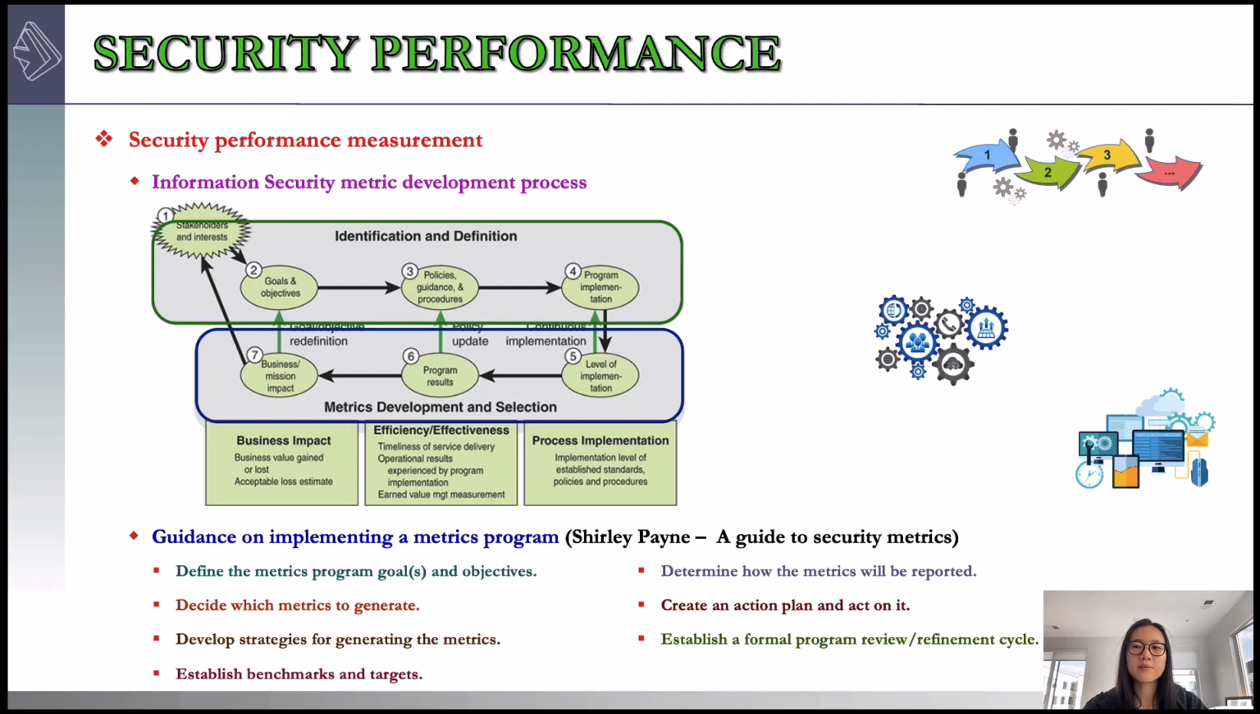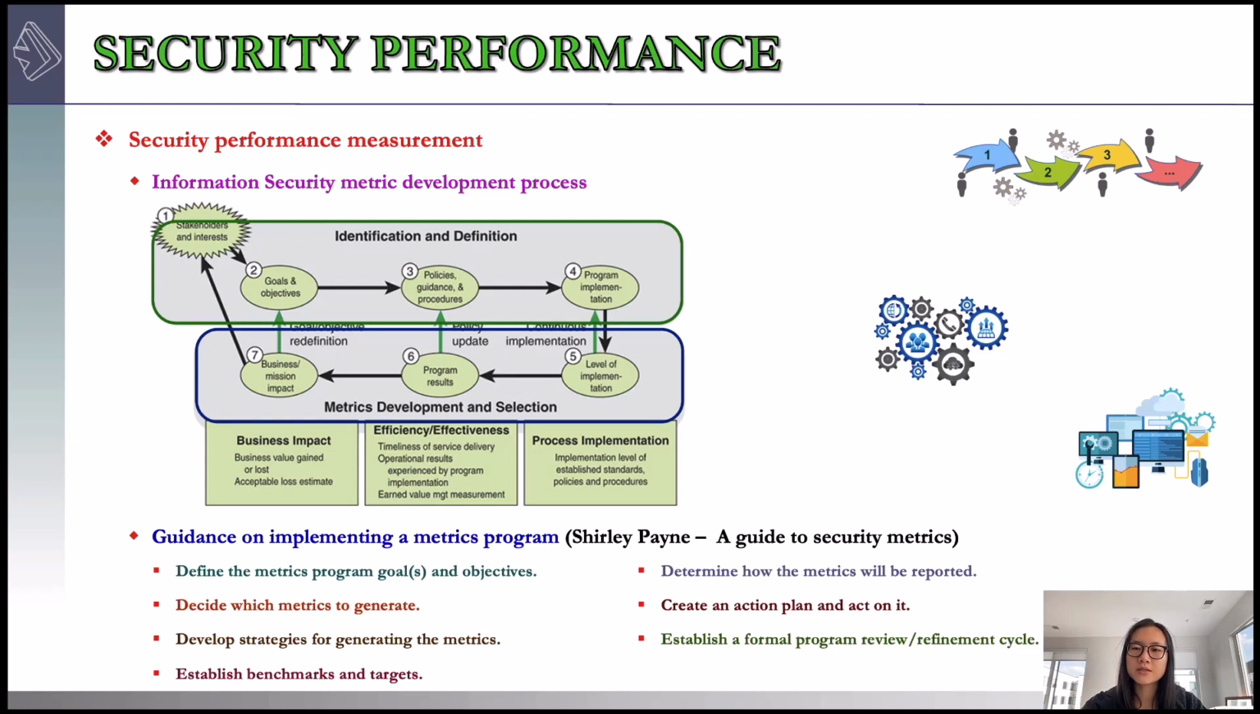The third step is developing strategies for generating the metrics. These strategies should specify the source of the data, the frequency of data collection, and who is responsible for the accuracy of data, data compilation into measurements, and the generation of the metric. The fourth step is establishing benchmarks and targets. An organization should compare the metric values against industry norms to determine areas where best practices suggest improvement in the security program is needed.